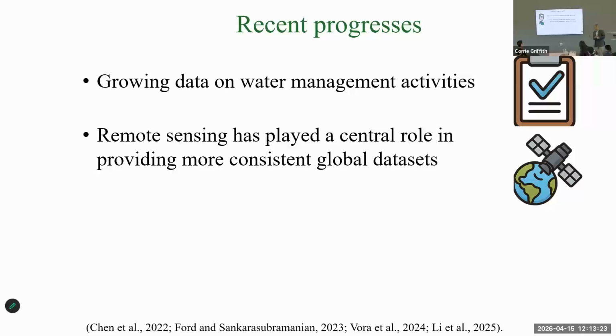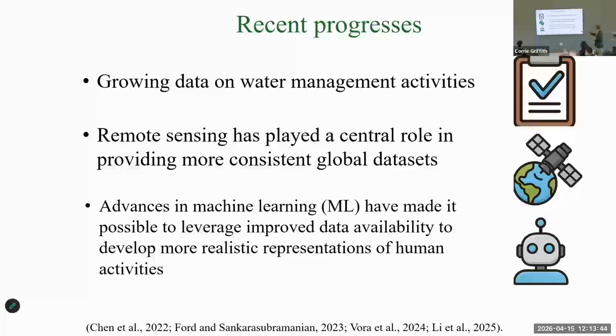And also remote sensing, right? It has played a central role in providing many consistent global data sets, like for reservoirs. We have many global data sets for reservoir surface, reservoir storage, and other things. It helps a lot with agricultural water use and water quality too. And then AI and machine learning have made it possible to leverage improved data availability to develop more realistic representation of human activity. I have some examples for that.